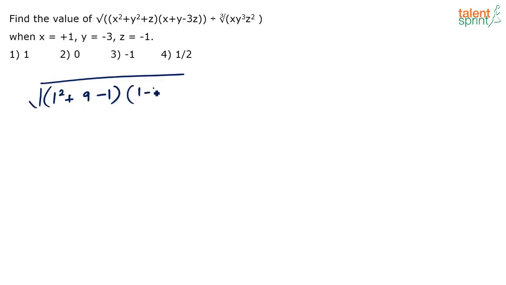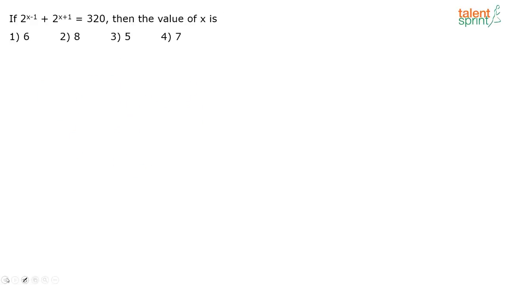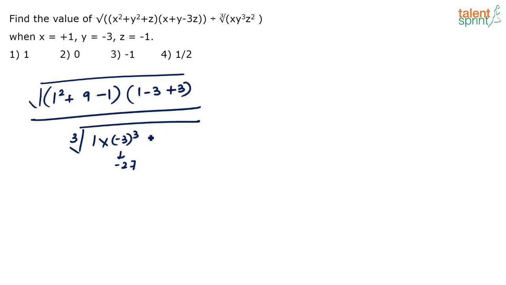So you have 1 minus 3 plus 3 divided by cube root of, what is x? X is 1, y cube is nothing but minus 3 the whole cube, that is minus 27. And here you have into minus 1 the whole square, that is 1.